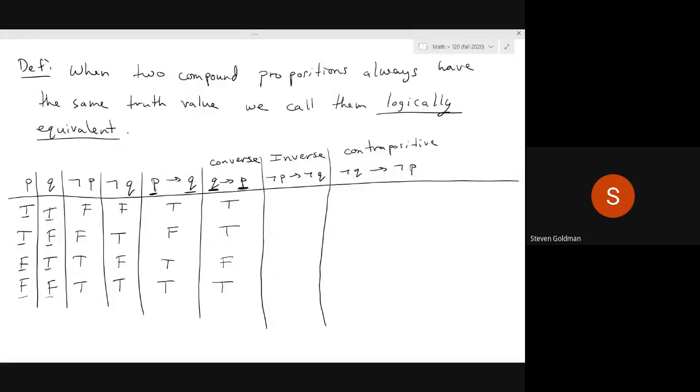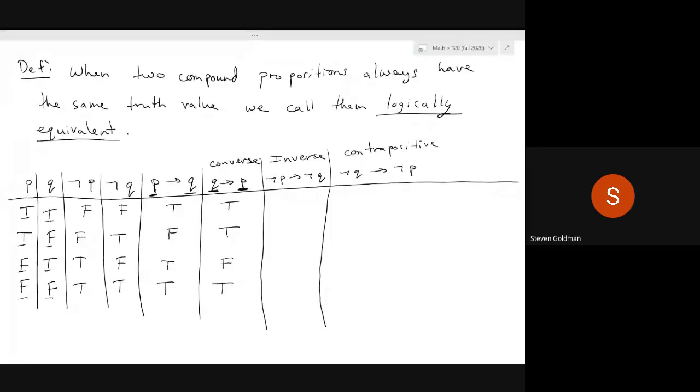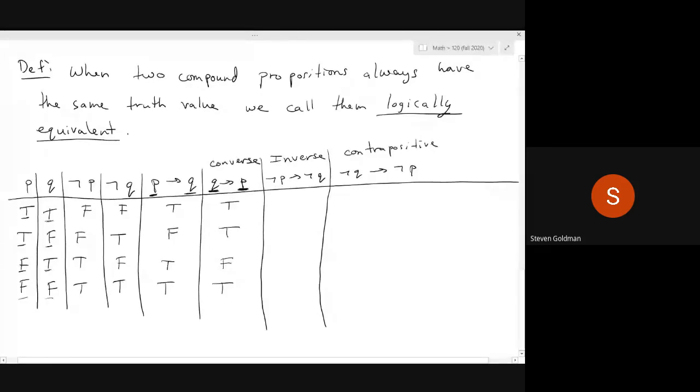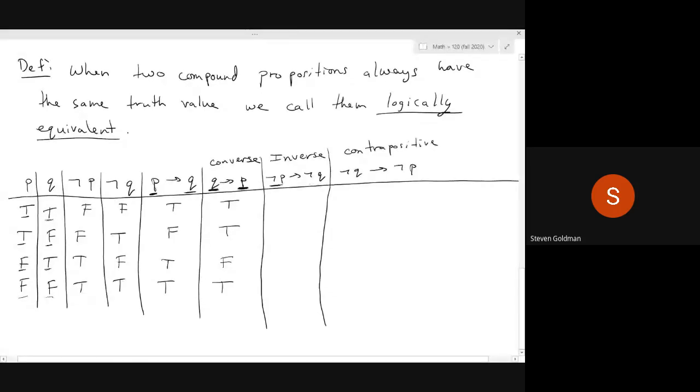Let's move on to the inverse. So here my hypothesis is not P. My conclusion is not Q. So I look at not P and not Q. Okay, here's not P.